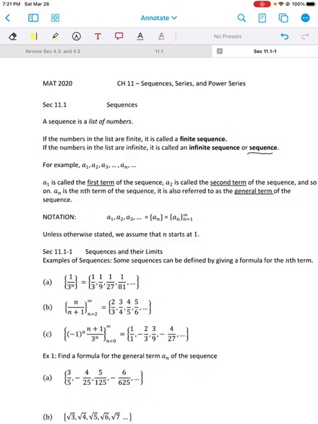In mathematics, we say a sequence is a list of numbers. Now, when we talk about a sequence, we actually mean an infinite sequence, which means an infinite list of numbers. And if the list consists of finite numbers, we will call it a finite sequence.